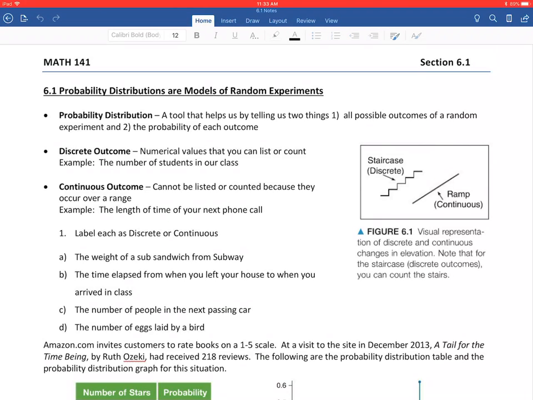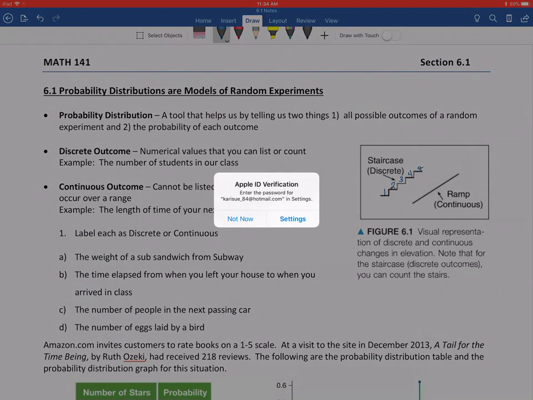Now there are two different types of outcomes, so we're going to have two different types of probability distributions. The first one is a discrete outcome. That's numerical values that you can list or count. So for example, the number of students in our class. Here's a visual example over here. That would be like there's 1 student, 2 students, 3 students, 4 students, 5 students, and there's no in-between value. There is no such thing as 1.5 students or 2 3/4 students.